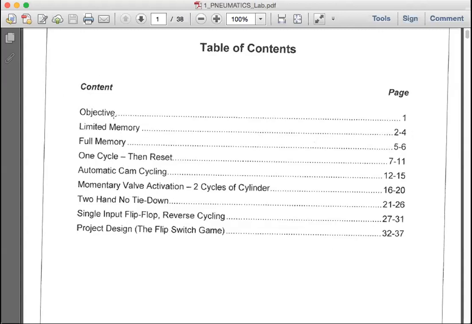And it's great if you put the parts in chronological order, so in the order of how we analyze them. So our systems are limited memory, full memory, one cycle and reset, CAM cycling, and so on, and then your project design. So your own system, which we will analyze in about 2 weeks, so you know the outline and requirements for your own project. So limited memory, you see, is on page 224.